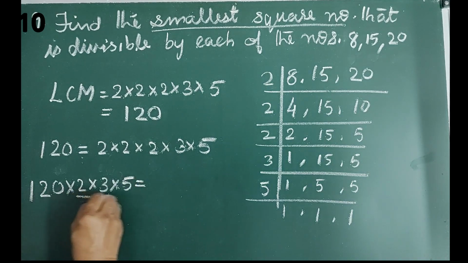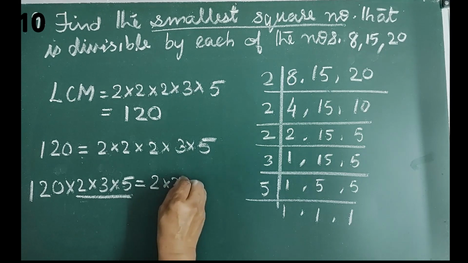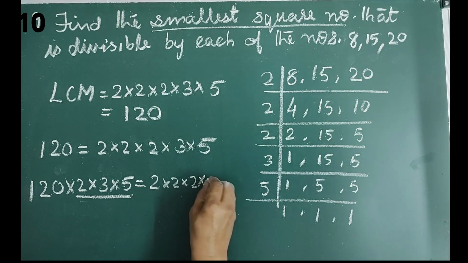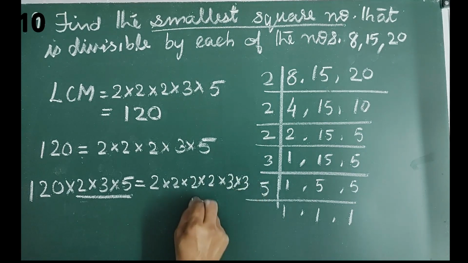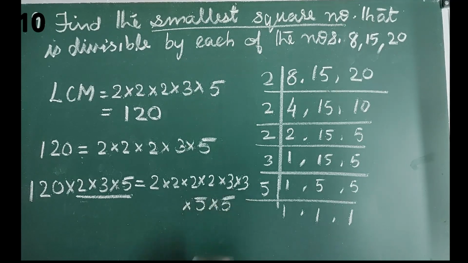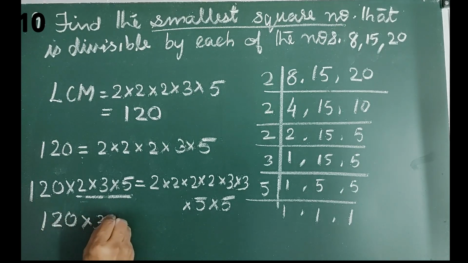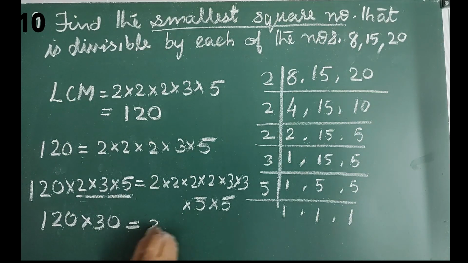That is 2 into 2 into 2 into 2 into 3 into 3 into 5 into 5. Therefore, the square number becomes 120 multiplied by 2 3s are 6, 6 5s are 30. That is 120 multiplied by 30, that is equal to 3600. So the required square number is 3600.